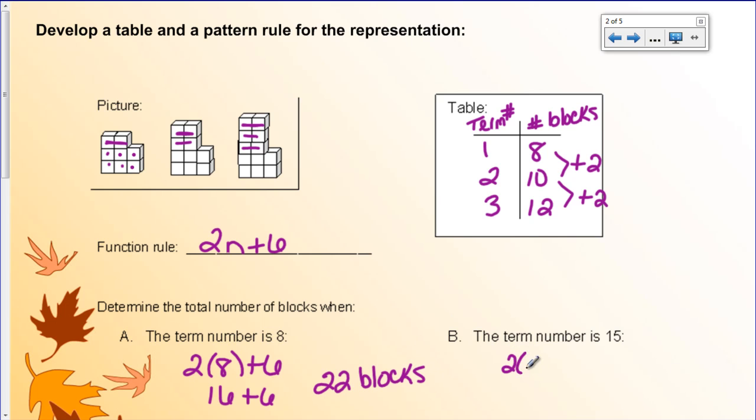All right, so part B says the term number is 15. Do it again. 2 times 15 plus 6, which is going to give you 36 blocks.